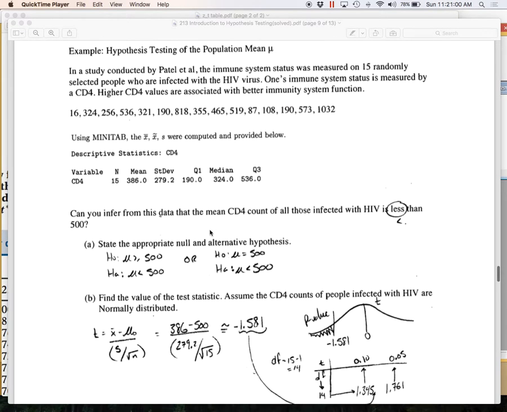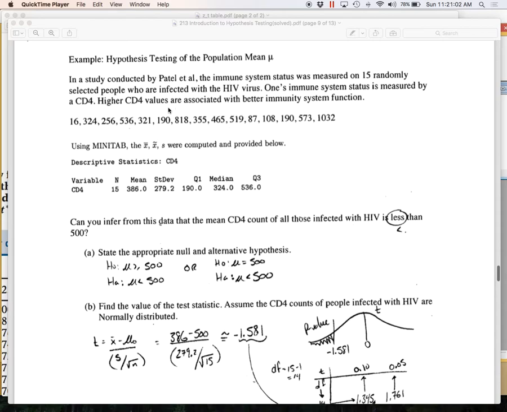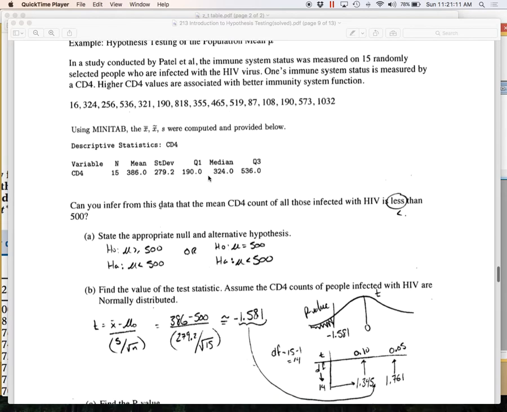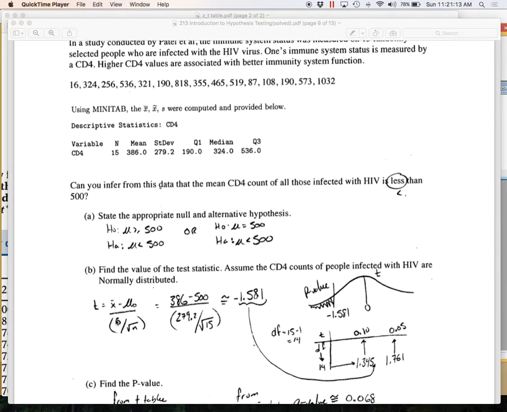Finding the test statistic. First of all, I know this is a t-test because I don't have any idea what the population standard deviation is. All I can do is estimate it by finding the sample standard deviation. I have S, not sigma. Okay, so here's the formula.